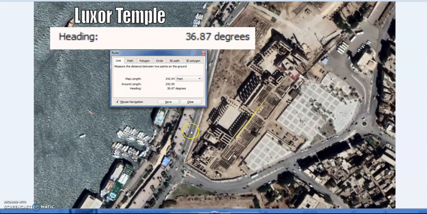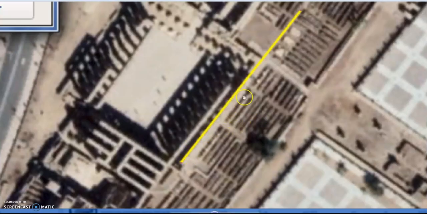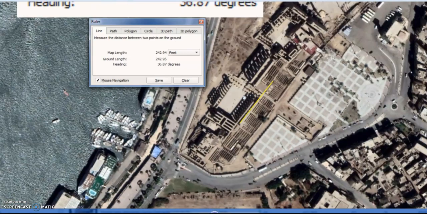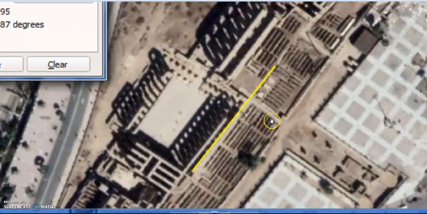So Luxor, now the alignment itself. I must point out, I was using 36.87. I made that alignment, and then I compare it, and you see that it does follow. The precise alignment, even with the best equipment, is very difficult to get within this fraction of a degree. So I'm just declaring that I used these angles because they follow so closely.